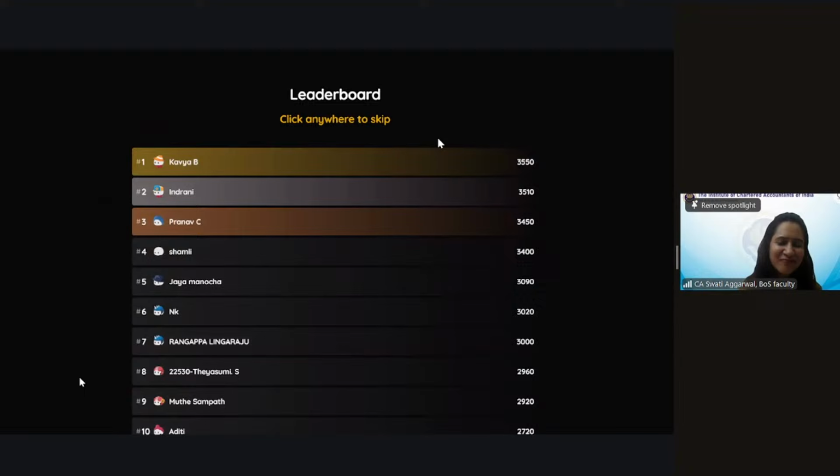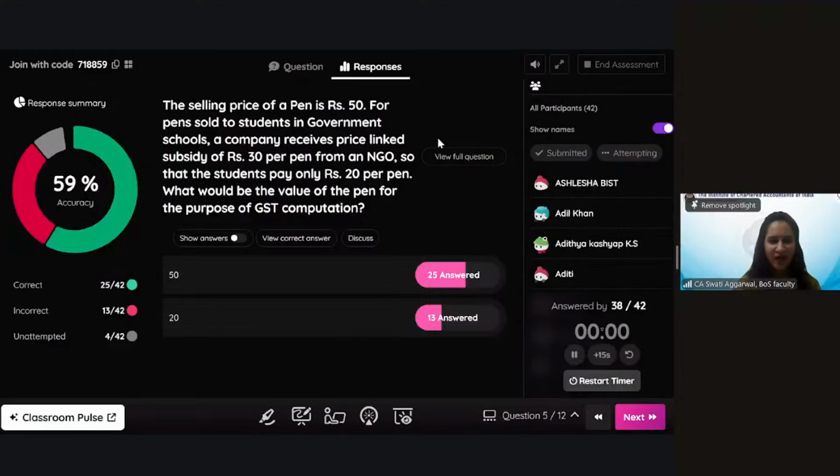A new name we have at the top of the leaderboard. Kavya B, good. Rank 2, Indrani, another new name, and rank 3, Pallab. Good. Now I am also excited to see who will be the leader of today's GST title quiz. So the correct answer is given by 25 students. Very good. But 4 have not attempted it, and 13 students have given the incorrect answer.